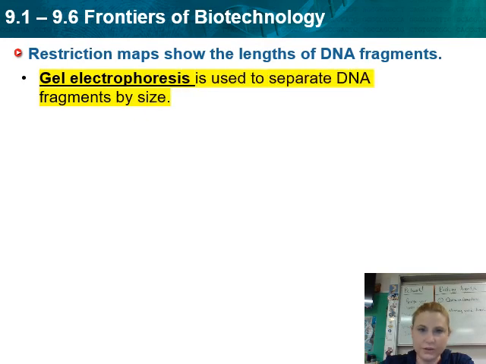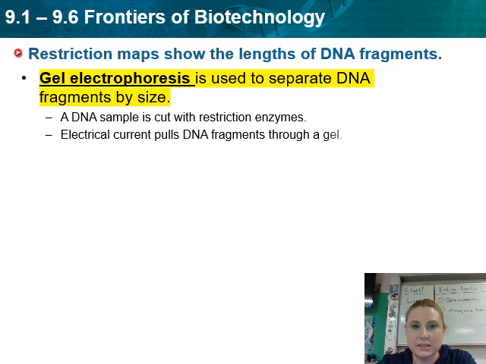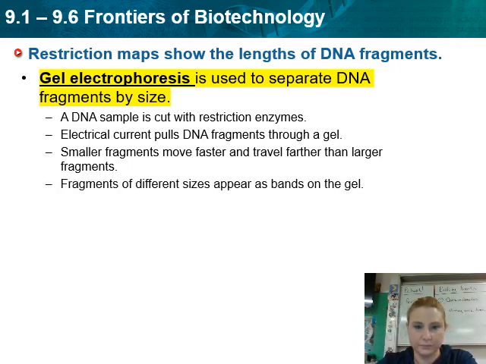Now, the restriction maps show lengths of DNA fragments. We use something called gel electrophoresis. It separates the DNA by its size. The little pieces that got snipped or cut up get pulled through this gel using electric currents, and it separates them by size. The smaller the pieces, the further they move through the gel. The larger the pieces, the further up they stay. The fragments of different sizes appear as little stripes or bands in that gel.